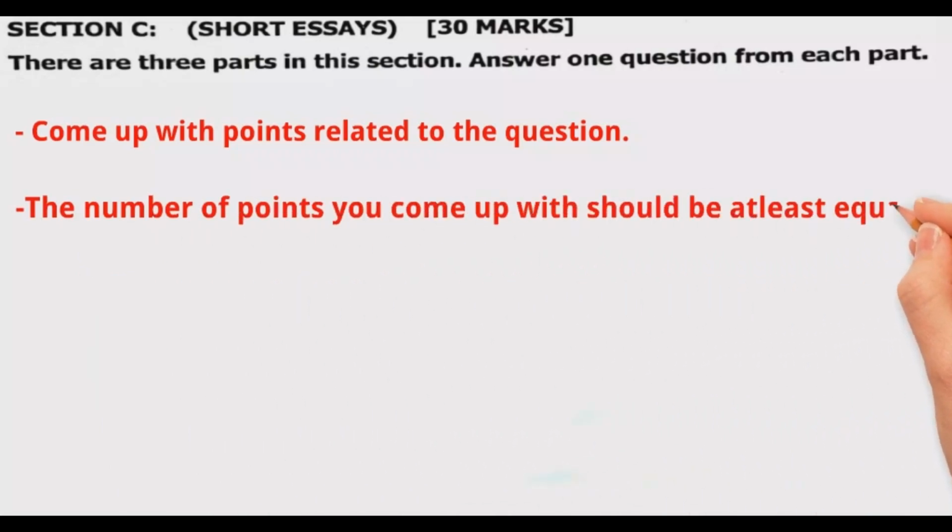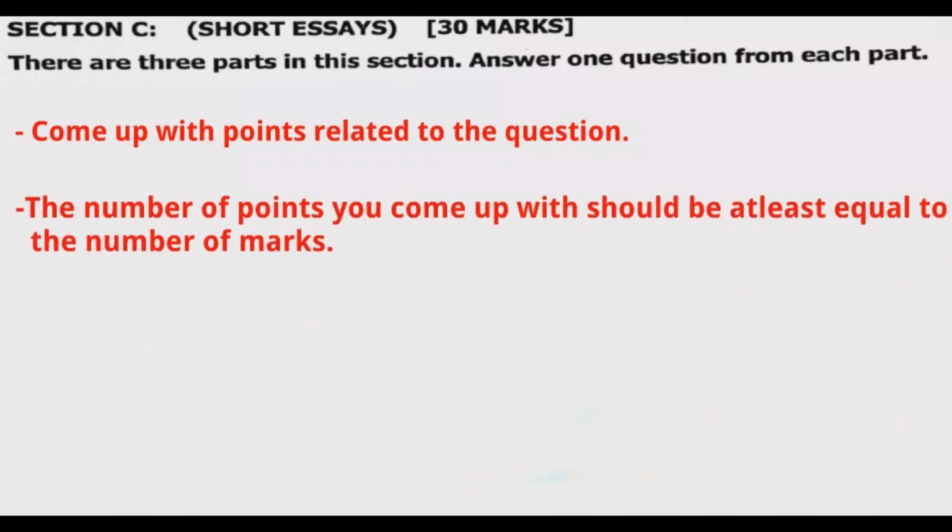The second point is the number of points you come up with should be at least equal to the number of marks. So when they have asked you the question and they have given you 6 marks, at least come up with 6 points. You can come up with 8 or 6, somewhere between those numbers.